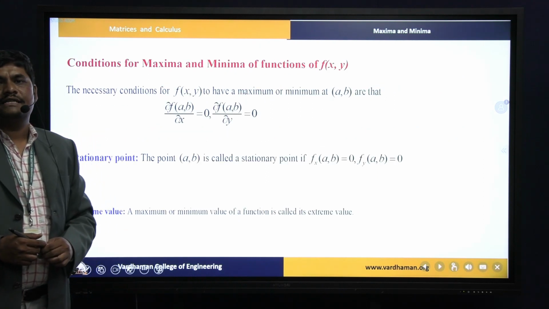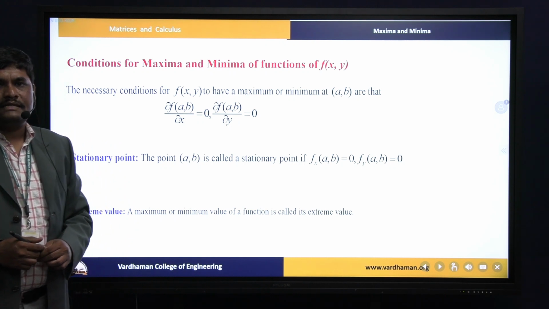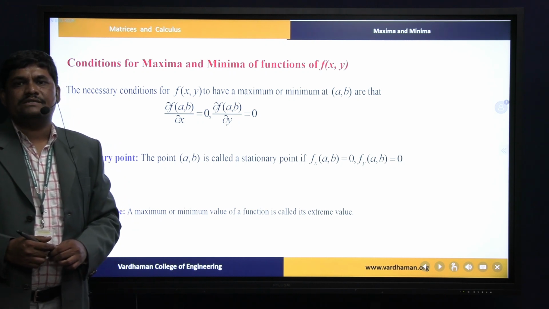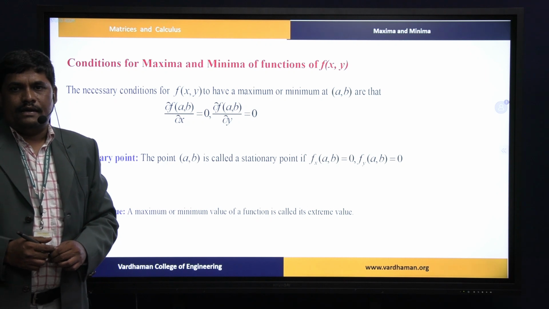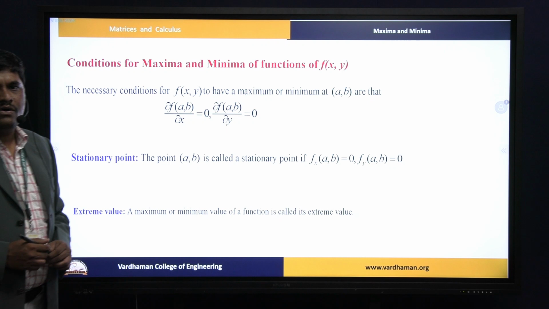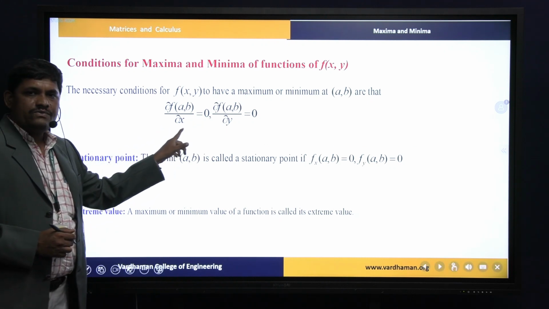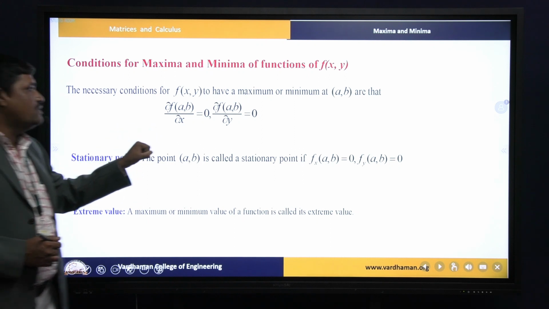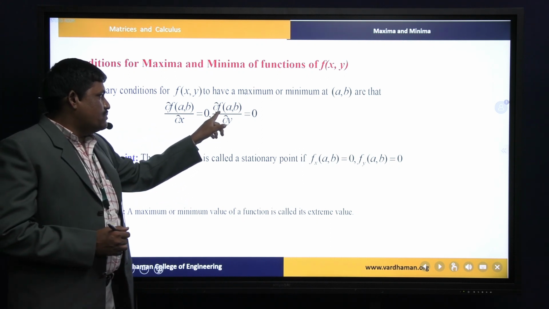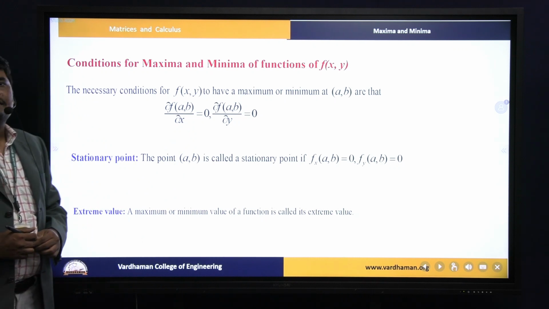Conditions for maxima and minima of a function f of x,y. The necessary condition is that f of x,y has a maximum or minimum at a,b such that the first partial derivative with respect to x at a,b is equal to 0, and the first partial derivative with respect to y is equal to 0. From this you will get the stationary point.